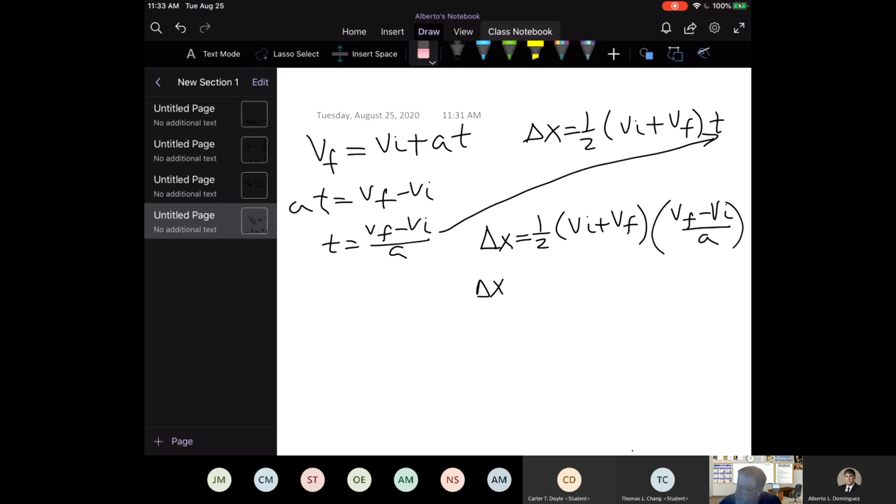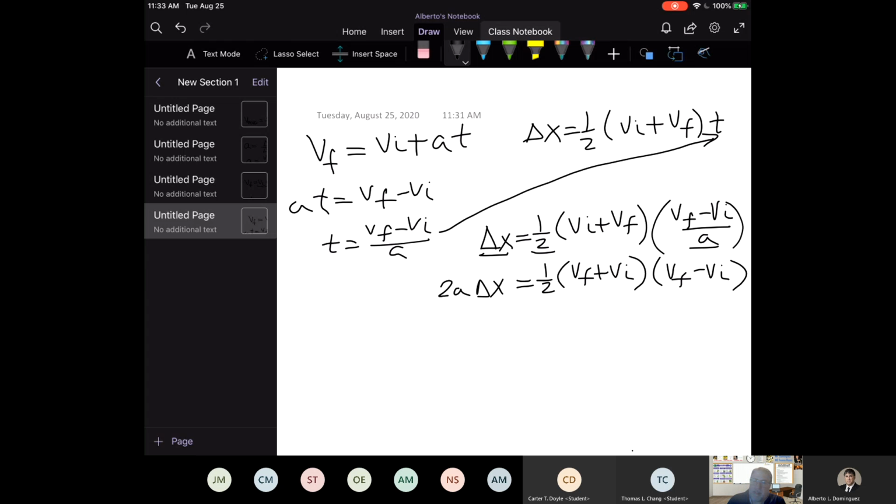So actually, I'm going to have 2A delta X, right? Delta X, 2, and A. And that leaves me with 1/2. VI plus VF is the same thing as VF plus VI, so I'm going to switch it, and you'll see why in a second. And then over here, I have VF minus VI.